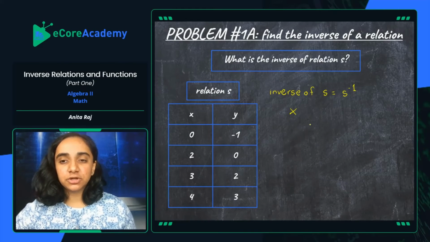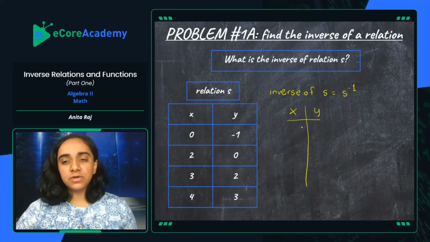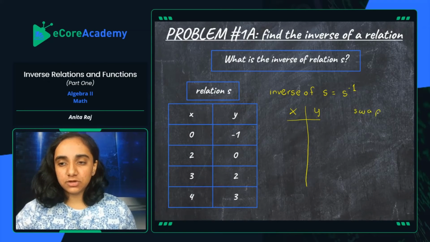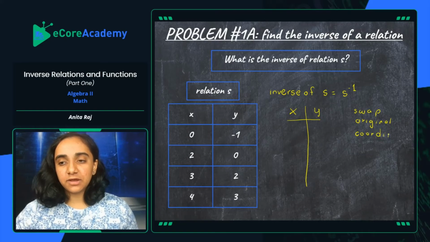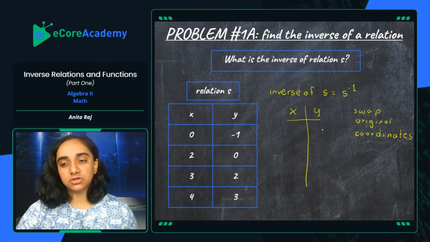So we're pretty much going to be making an xy table that reflects the xy table that was written for relation S. So how are we going to find out what our coordinates are? Well, to find the coordinates, we're going to swap the original coordinates that came from relation S. Because remember, the domain of the function is going to be the range of the inverse, and the range of the function is going to be the domain of the inverse.